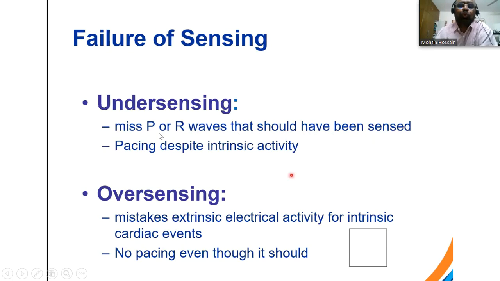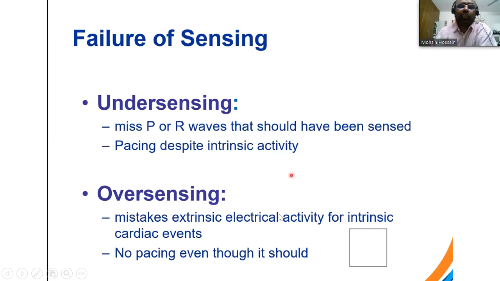Undersensing is missed P and R waves. These P and R waves should be sensed, but they are missed. In spite of the intrinsic P and R waves, the pacemaker cannot see them, and instead it gives a pacing spike. And oversensing is mistaking non-cardiac electrical activity for intrinsic cardiac events. There is no pacing event, though there should be. So it mistakes other electrical activity for an intrinsic cardiac event.